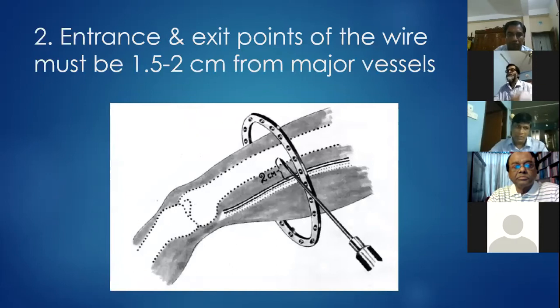Must be, there may be some. Usually are located within the intermuscular septum layers and are easily movable within the range of 0.5 to 1 centimeter. So 1.5 to 2 centimeters apart from the major vessels is safe.